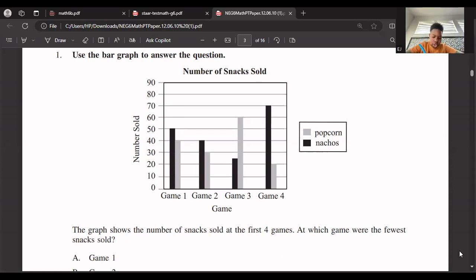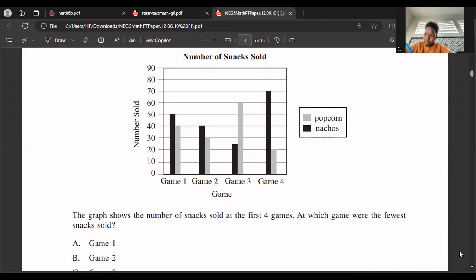It's a multiple bar graph because each component has multiple bars. Like when you look at game 1, there are 2 bars. Do you see that? Yes, sir. Game 2, game 3, game 4, each has 2 bars. So when it has 2 or more bars, it's called a multiple bar chart. All right, so let's look at it. The black stands for nachos. The gray, popcorn.